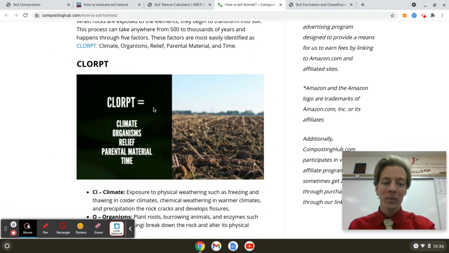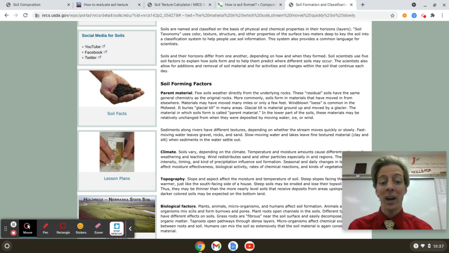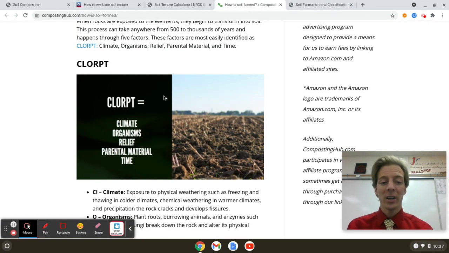They use CLORPT. Here's what we're going to talk about. How are soils formed? I don't like the CLORPT acronym, but we are going to talk about parent material, time, climate, organisms, and slope. They don't say organisms. This other page says biological factors instead of organisms. And they don't say slope. They say relief. Relief is the angle of the land, if you will. So you hear relief when you're talking about mountains, the steepness of a mountain, not like a river valley's relief. You wouldn't necessarily use that there.